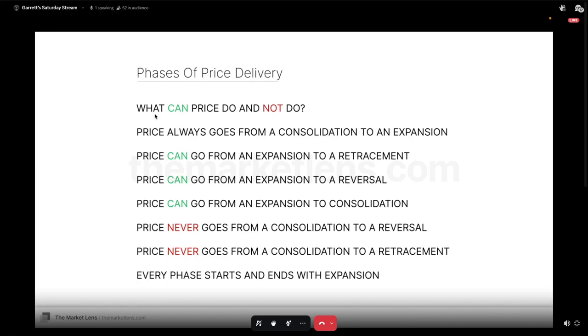So what can price do and not do? Price always goes from consolidation to an expansion. Price can go from an expansion to a retracement. Price can go from an expansion to a reversal, and price can go from an expansion to a consolidation. Right? Price never goes from consolidation to reversal, and price never goes from a consolidation to a retracement. Every phase of price starts and ends with expansion.